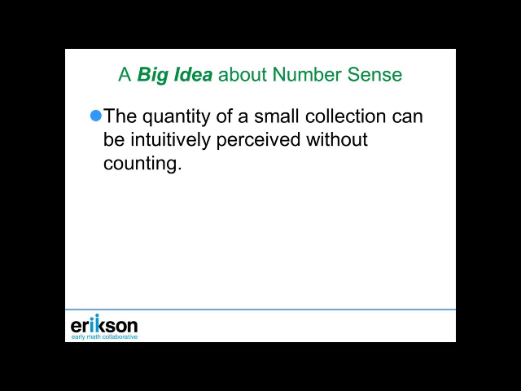So one of the big ideas about number sense that we have developed here is that the quantity of a small collection can be intuitively perceived without counting. Nobody was counting 1, 2, 3 or 1, 2, 3, 4 for those small chunks. And when we learned to put the small chunks together, again, we're not counting them. And probably most of you weren't even counting 5, 10, 15 on that bigger one with 15. You just saw 3 5s and boom, there it was, 15. Conceptual multiplication, indeed.